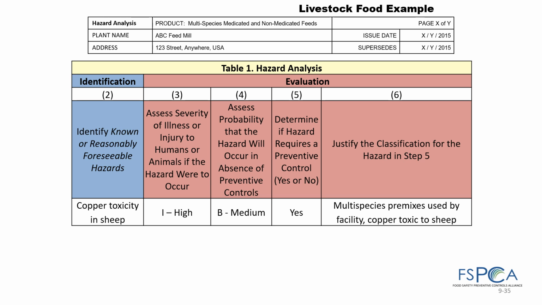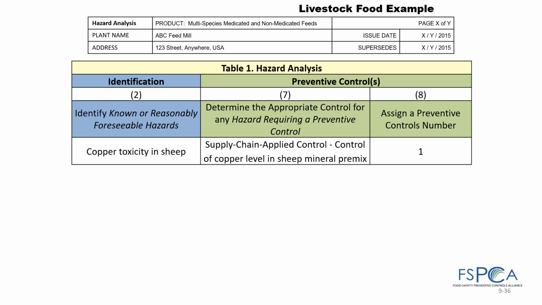Here was our justification through our hazard analysis process. We decided that yes, it does need a preventive control. We've looked at all of the other preventive controls we decided for this particular hazard, but we are also going to implement a supply chain control, which is going to be the control of copper level in the sheep mineral premix. Okay, so remember, we're buying a premix from another facility. So we're going to ask them to control this hazard by making sure they're making their premix correctly. Okay?